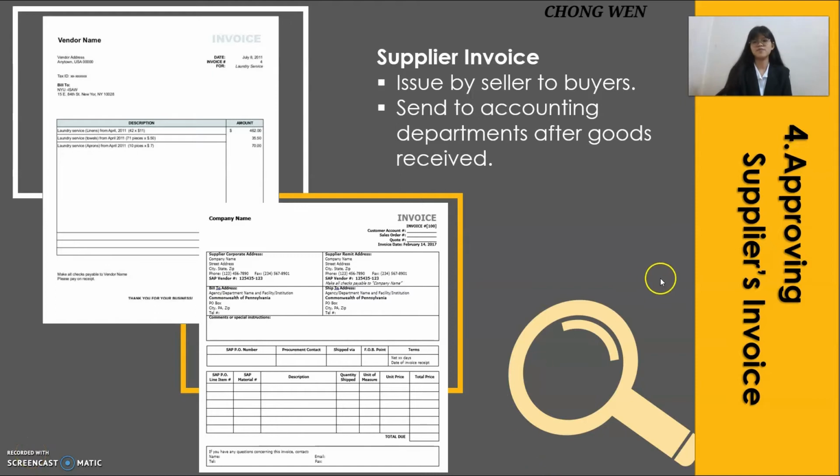Now we deal with approving supplier invoices. The supplier invoice is a sales invoice and bill sent by the seller to the buyer, and this invoice will be sent to the accounting department after the storekeeper receives the goods. And this is an example of the supplier invoice.